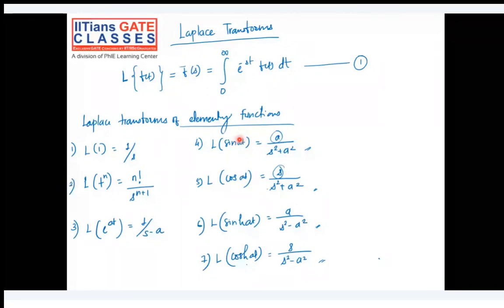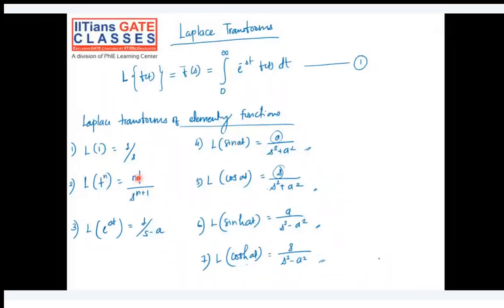Okay, Laplace transform of 1 is 1 upon s. Laplace transform of t raised to the power n is n factorial divided by s raised to the power n plus 1. Laplace transform of e to the power at is 1 upon s minus a. Laplace transform of sin at is a divided by s square plus a square. Laplace transform of cos at is s divided by s square plus a square. Here the difference is that in sine we have a, in cos we have s. Similarly, for sinh at and cosh at, the formula remains the same, except the positive sign changes to a negative sign. Okay, so this is the overall idea.